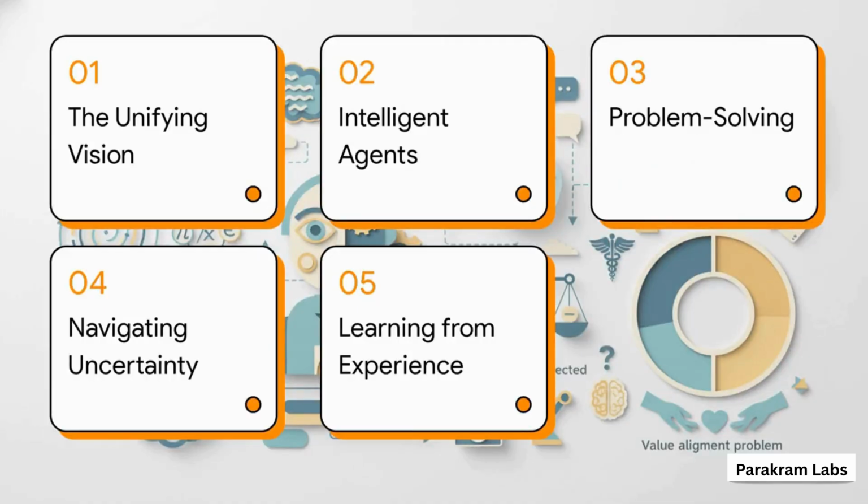So our little journey today is going to mirror the book's really elegant structure. We'll start with that core agent framework, and then we're just going to keep adding layers of capability. First, how to think in a perfect world, then how to deal with uncertainty, and finally, the really exciting part, how to learn from experience.